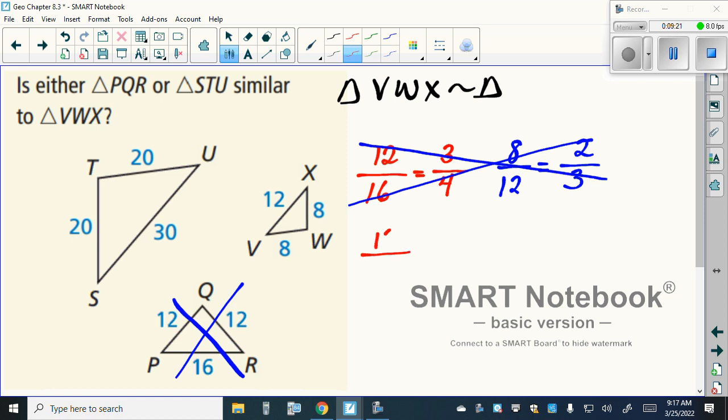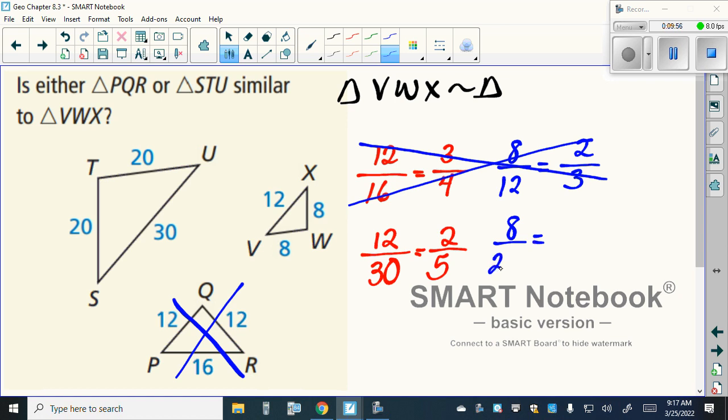So now we can test the other one. So I'll grab 12 again. And 12 would be over 30. 12 and 30 have a common factor of 6. Because 6 times 2 is 12, and 6 times 5 is 30. 2/5. So what are we expecting this other one to come out to be? 2/5. So what are we going to put 8 over?